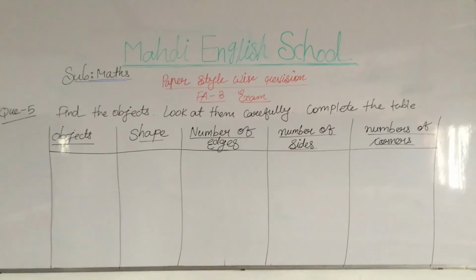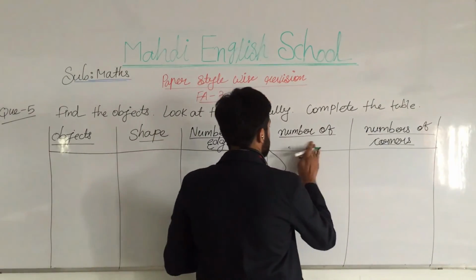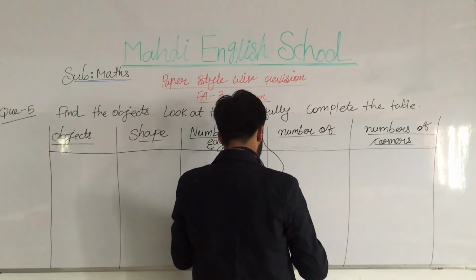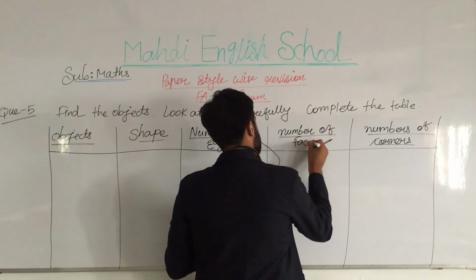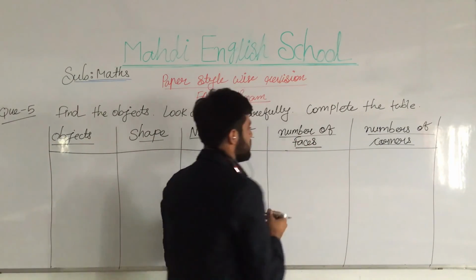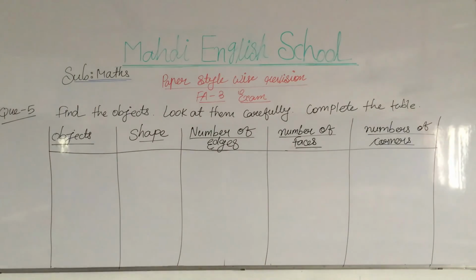One more thing, my dear students: here we are writing faces, and a face is not a side. Okay, so now I will mention these things. You have to write all of these, and then we will start the first shape, the first object.